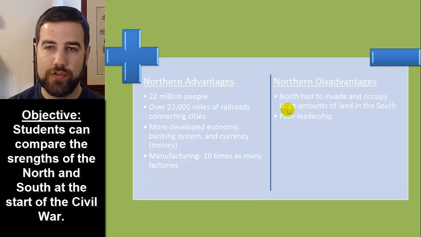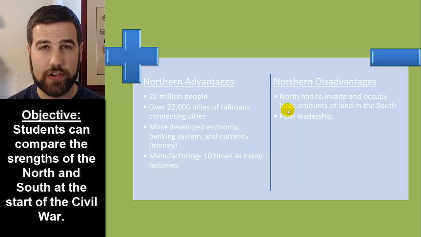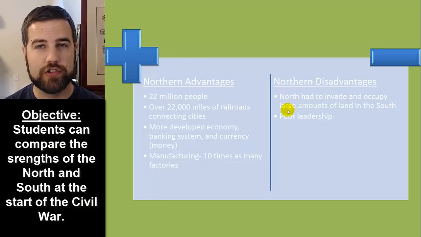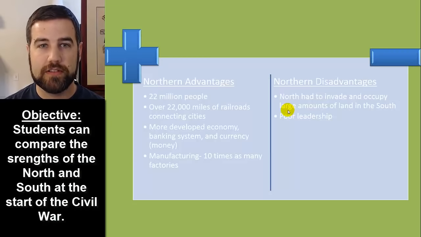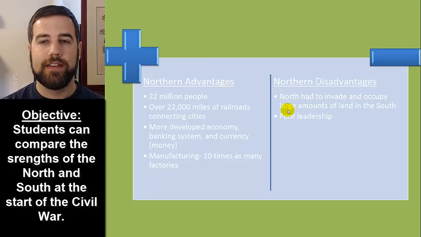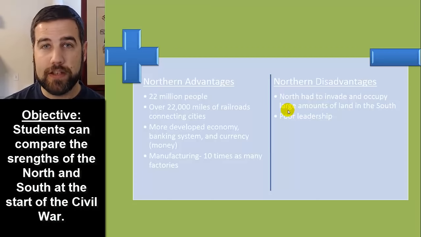For the disadvantage for the North, since the southern states are in rebellion and have declared themselves their own country, that means in order for the Union, the United States, to win this war, they have to invade and occupy the entire South. And that is going to be a huge effort and a large amount of land. So Southerners, all they have to do is defend their land.